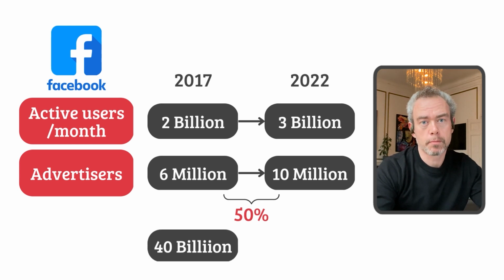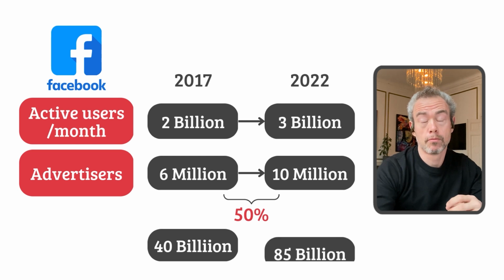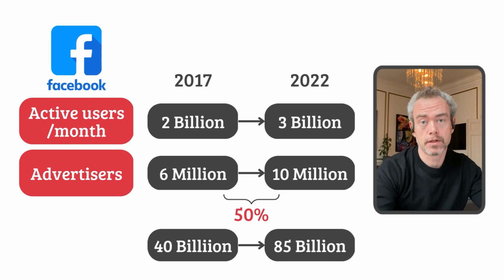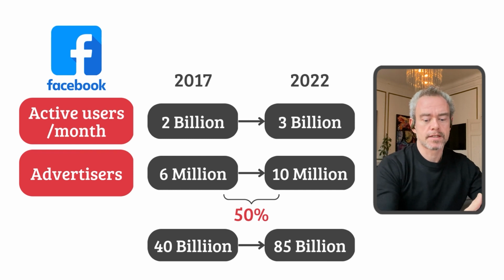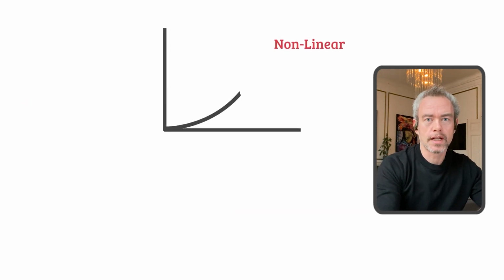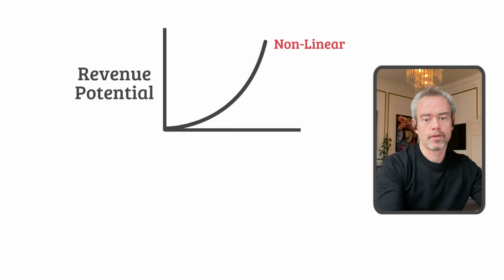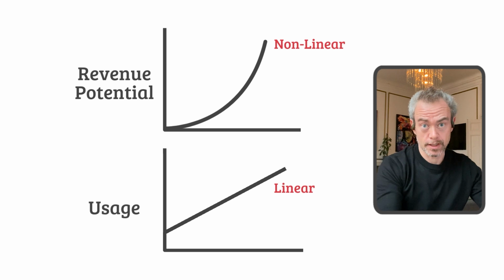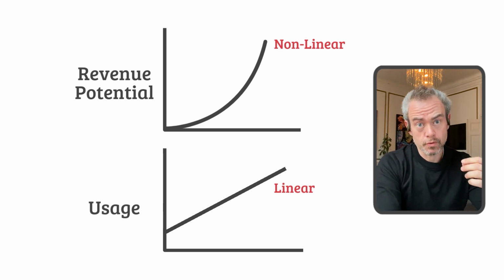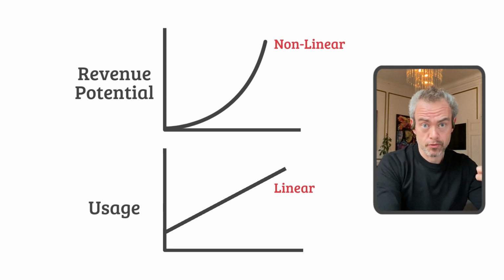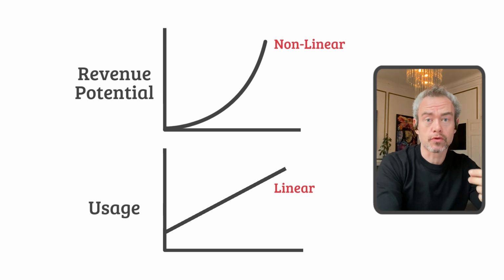So they went from 40 billion in top line revenue to more than 80, close to 85 billion in top line revenue last year. So what we're seeing is that they have a non-linear increase in revenue potential while their usage is actually only increasing linearly. So this is what we're looking for. We're looking for increasing pricing power as we grow per unit that we have in the market.